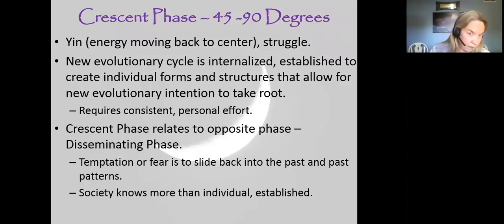And while we have that with new and full phase, okay, that yang energy of fight back, whereas crescent with everybody else is kind of like, oh my, they're bigger than me. They know more than me. Oh my gosh, society has it all put together. That group of people has it all put together. That person has it all put together. And I'm still trying to put my pieces together from everything that I initiated from new phase. And so what can happen with crescent phase is it can slide back into the past or consensus.